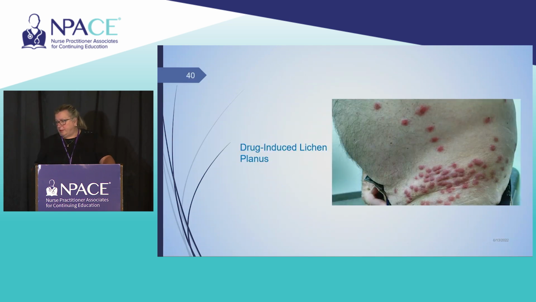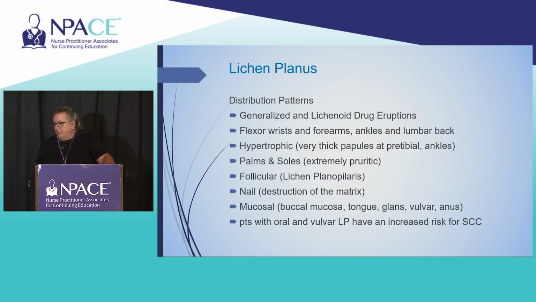That was a really traumatic example of lichen planus from one of my patients who had started a new cardiac drug, I can't remember which, and he developed this very traumatic lichen planus response as a drug reaction. So it often occurs at the flexor wrists and forearms, also at the ankles and at the lower back.